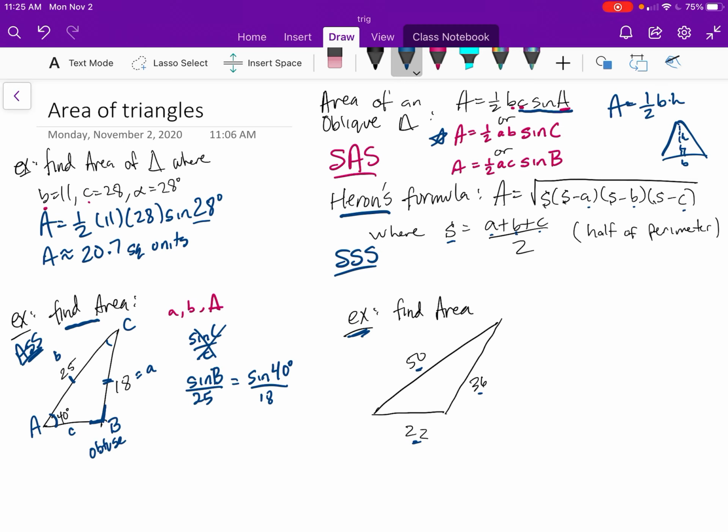So multiply by 25 and do sine inverse. So B is sine inverse of all that stuff, right? Of 25 over 18 times sine 40. And you get approximately 63.22. Okay, I'll use that if there is no other option, right? If that is definitely one triangle, then I will use that. But we've got to check the alternative. So, remember, subtract it from 180.